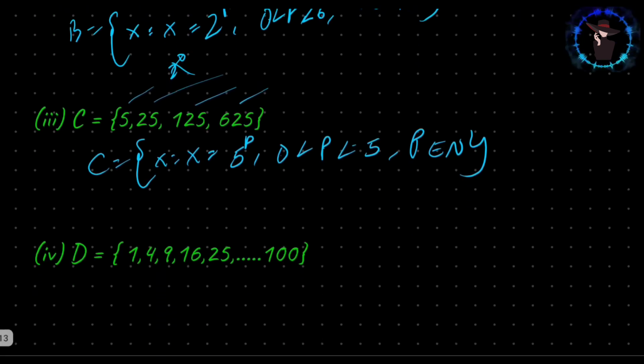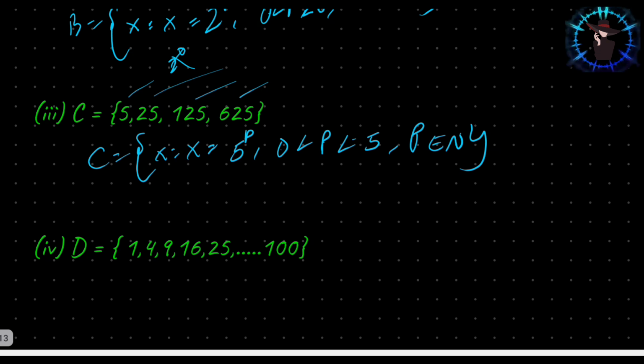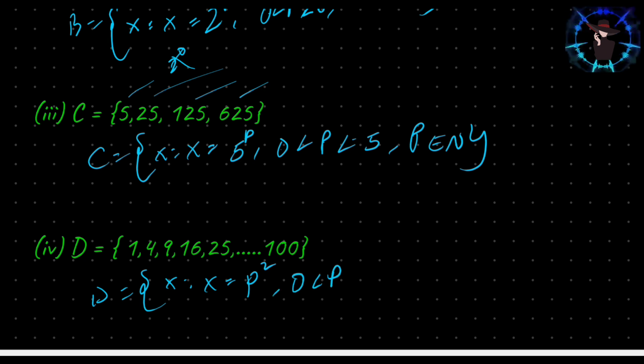Now the last one is D equals 1, 4, 9, 16, 25 and so on till 100. Similarly to the above question, it is like this: x elements, x equals p square, where the value of p lies from 1 to 10, where p belongs to natural numbers. Because we end at 100, that is 10 square is 100. That is why we are ending at 10 and writing less than 11, starting from greater than 0.